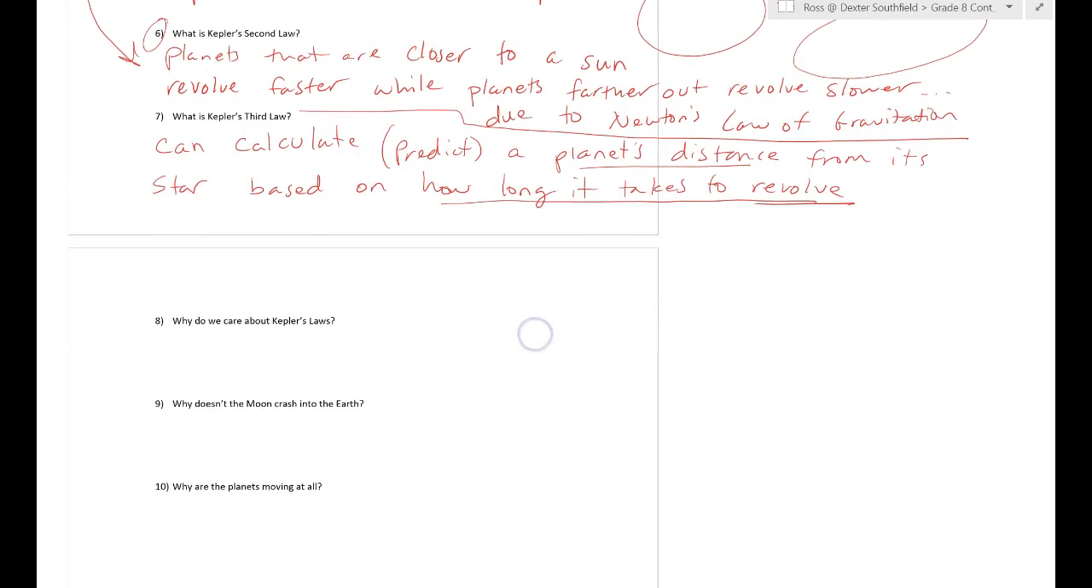So, amazingly, that's question number 8. Why do we care about Kepler's laws? Well, distance away from stars is very important. If I get too close to a star, what happens to me? I burn up. If I'm too far away from a star, I freeze to death. Now, in my daily life, that doesn't really matter because I'm not traveling closer or further away from the sun.